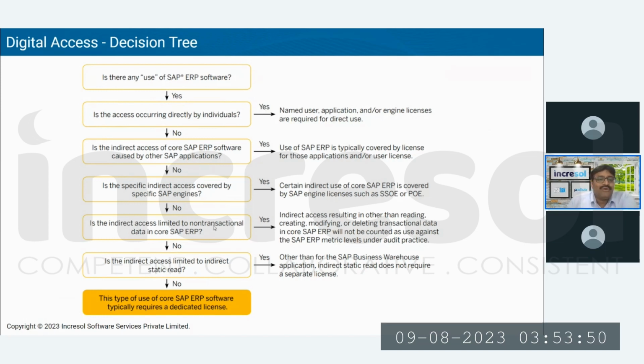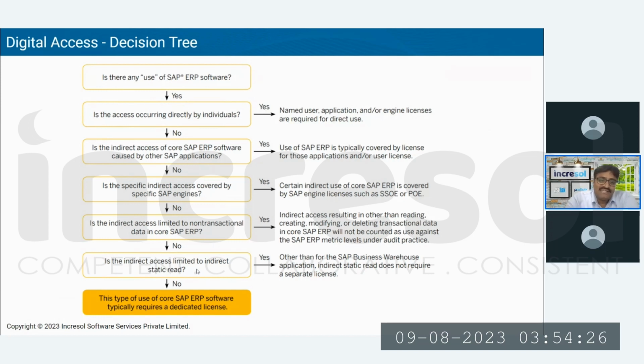Okay, limited to non-transactional data. That means you are not performing any transaction creations in SAP, but you are doing the indirect access limited to non-transactional data in core SAP ERP. If it is yes, that means indirect access resulting in other than reading, creating, modifying transactional data, but you might be updating some G tables or you might be just reading the data. Those cases will come here. That won't be covered. That won't be measured under the digital access counts. Those non-transactional data accesses will come out of this measuring meter.